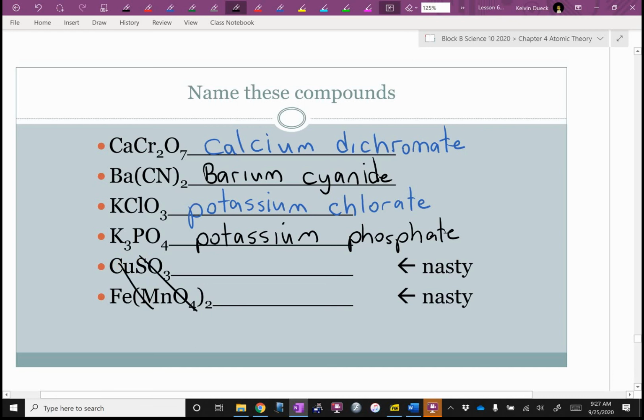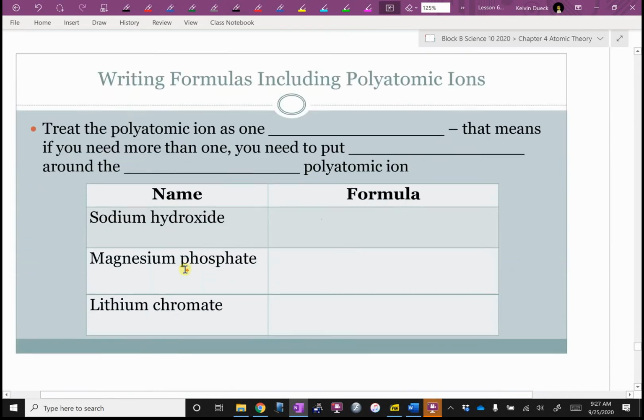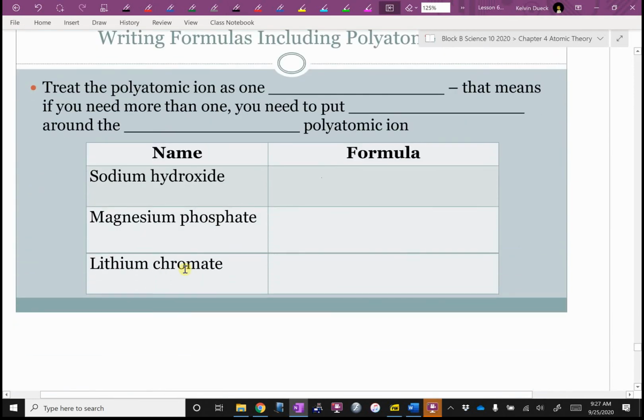These ones are multivalent, and I'm skipping those. That's why they're nasty. So, you all have a chart to fill in here. Let's just add a little bit in our notes. So you treat the polyatomic ion as one atom. What that means when you're doing the crisscross rule is if you need more than one, you need to put brackets around the whole polyatomic ion.